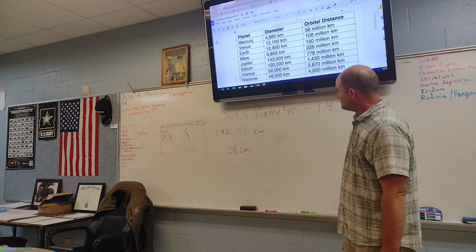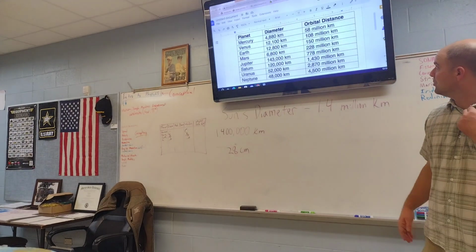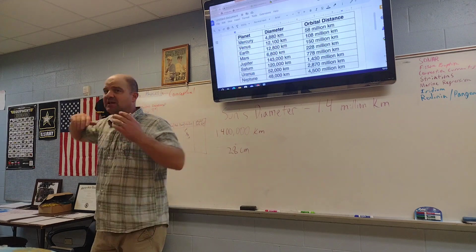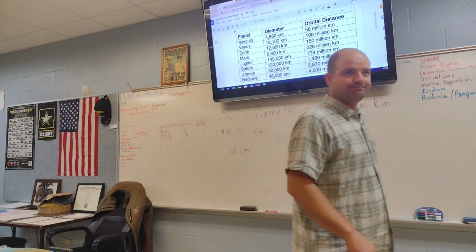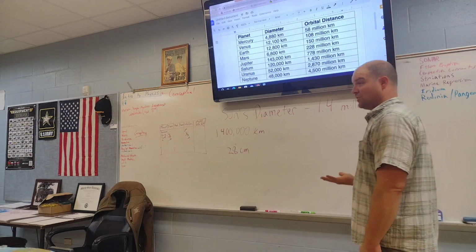What's the 5th one? Model orbital distance. You'll be able to fill in regular orbital distance because we have that data. And then the last column we'll fill in as we convert. Okay? We're doing some metric to metric conversions today.